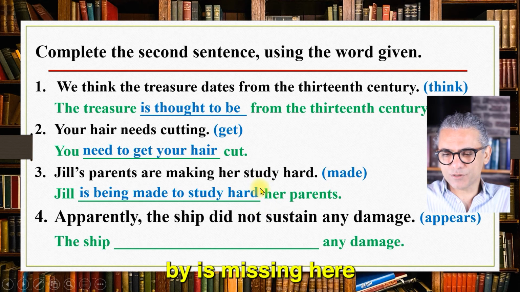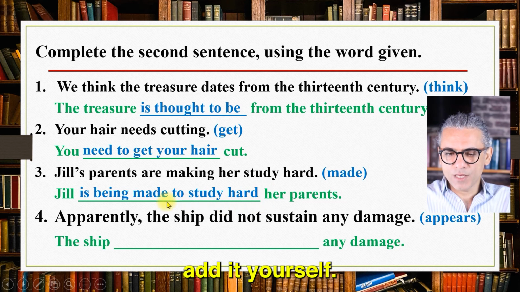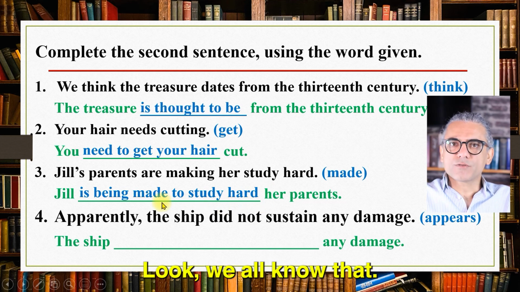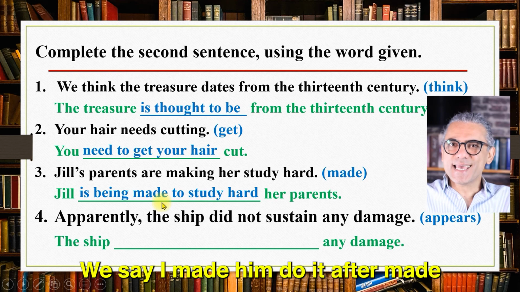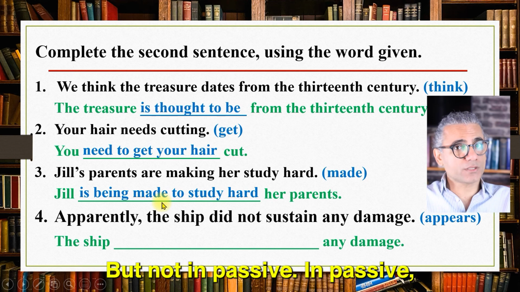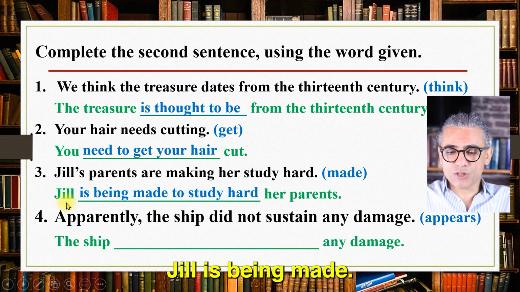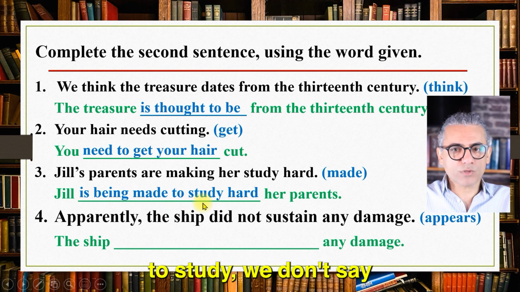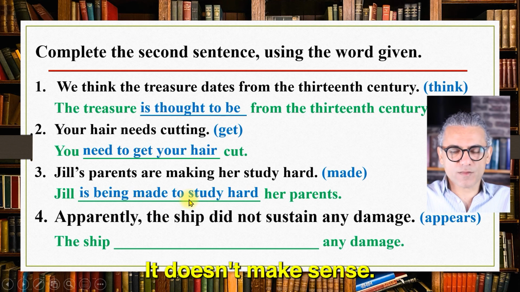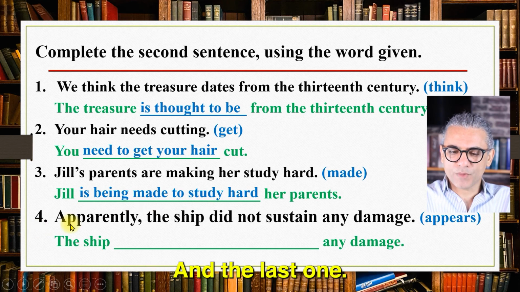By is missing here. You need to add it yourself. Look, we all know that. We say, I made him do it. After made, we use the base form, but not in passive. In passive, we use the infinitive form. Jill is being made to study. We don't say Jill is being made study. It doesn't make sense. And the last one.